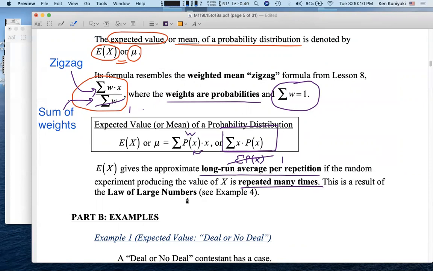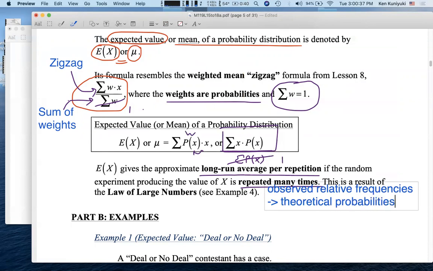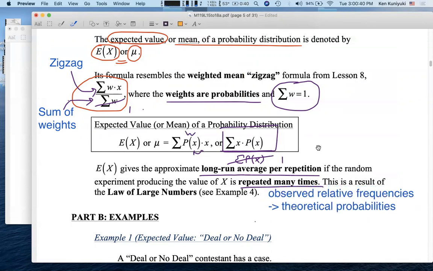This is the result of the law of large numbers. The idea being that the probabilities you see, which are maybe theoretical, idealized, are the targets. The idea with the law of large numbers is that the observed relative frequencies for, say, the die faces 1, 2, 3, 4, 5, and 6 will approach the theoretical probabilities, namely 1/6 apiece. All right. We're going to see some examples for expected value or mean of a probability distribution next.